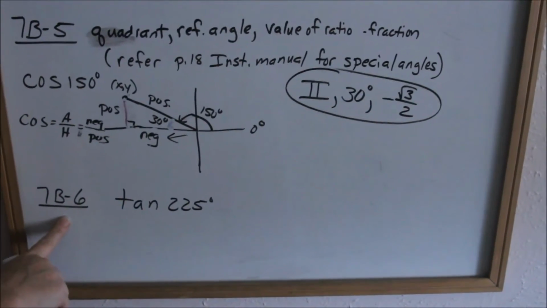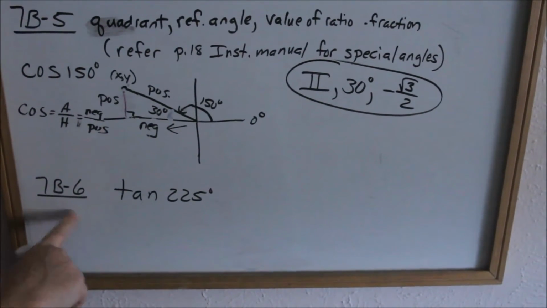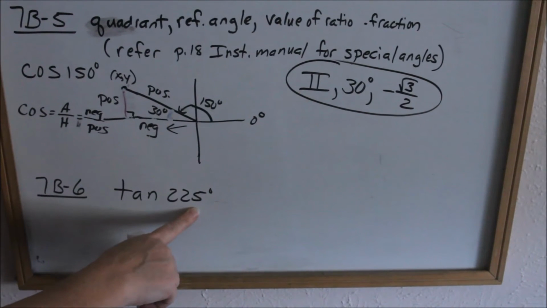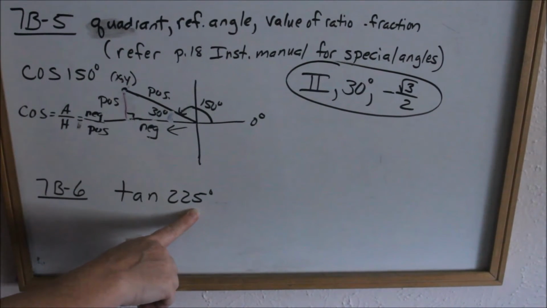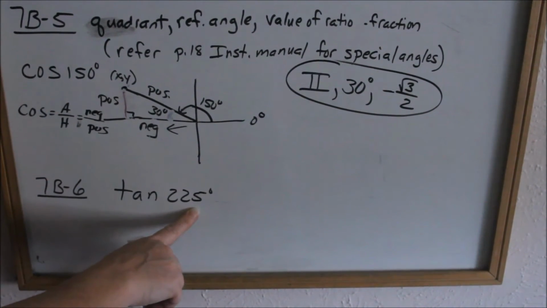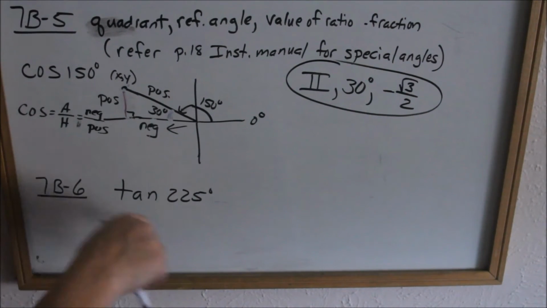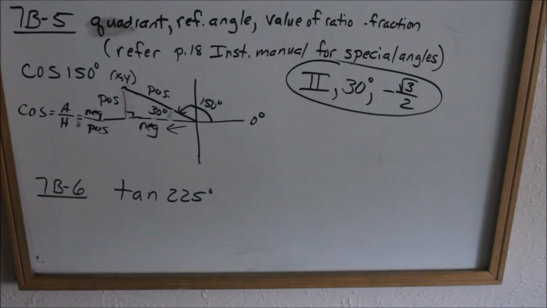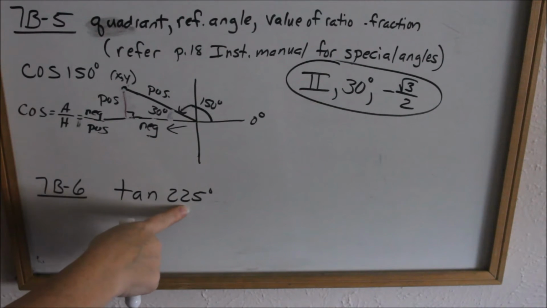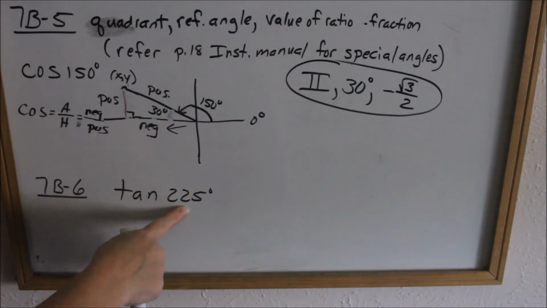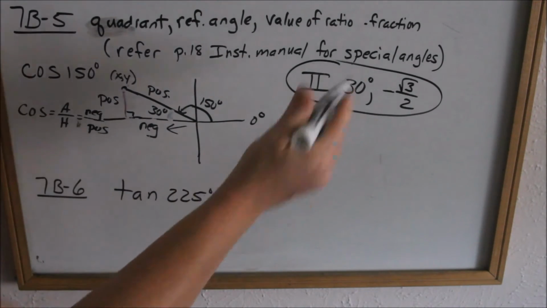Okay, let's do another one of these. Go down to 7B6. Tangent of 225 degrees. Same thing. We want to know what quadrant you are in, what your reference angle is, and what the value of the ratio is in fraction form. Okay, not in decimal form. You could put this in your calculator and get a decimal. They don't want that. They want it in fraction form.